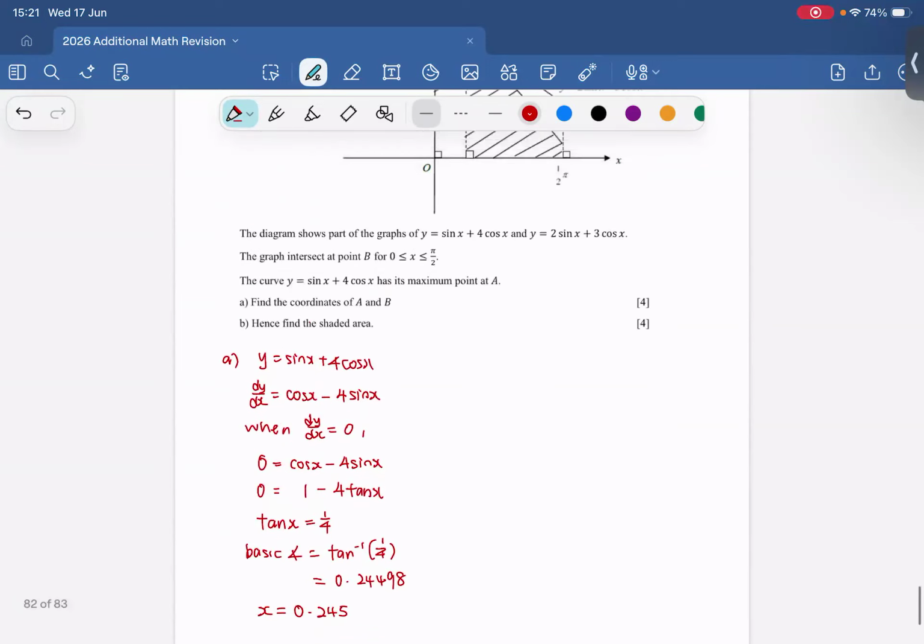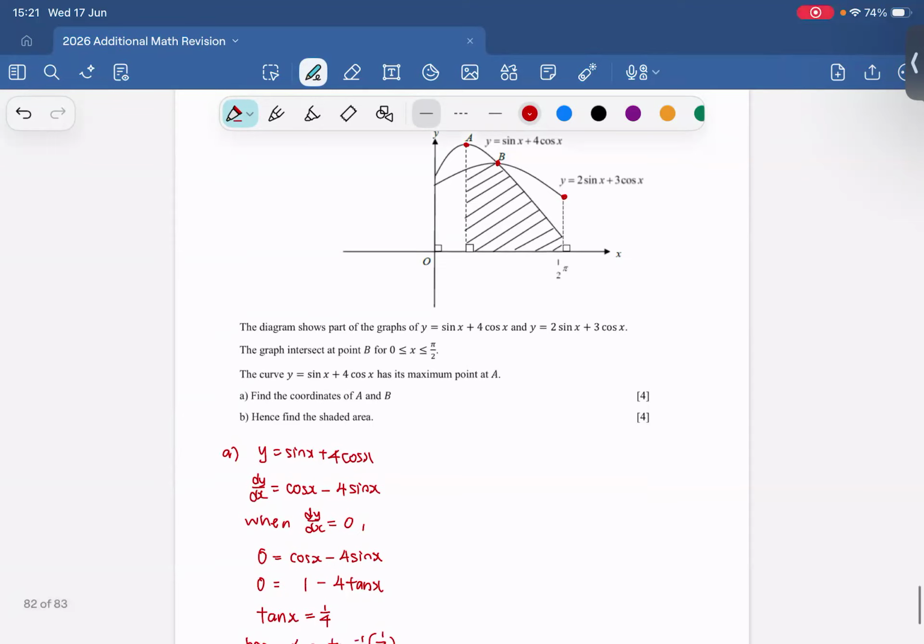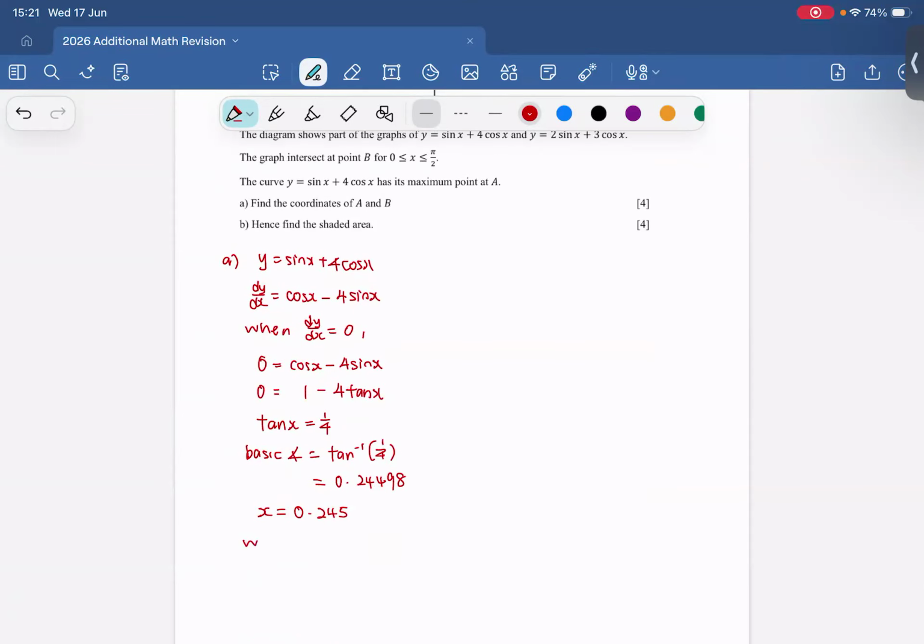So then what is the y coordinate? So you get 4.1231. So therefore A is just 0.245, comma 4.12.